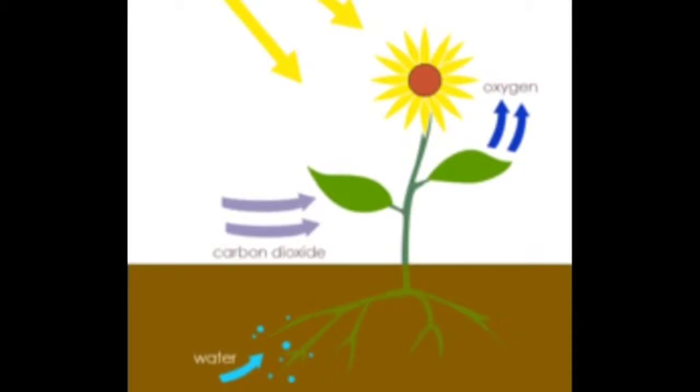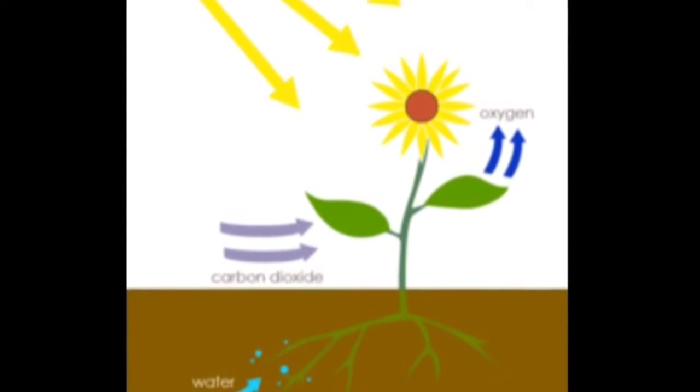In simple words, photosynthesis in roses is one of the main reasons that we are alive today.